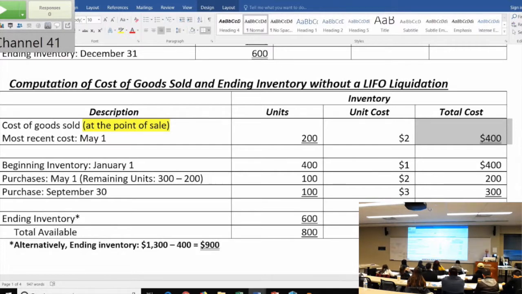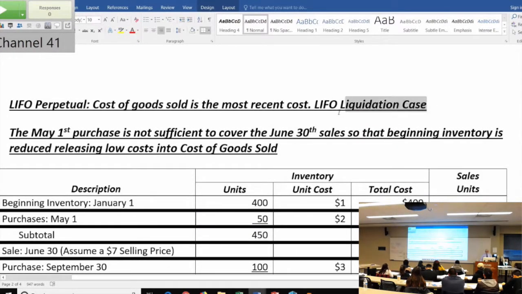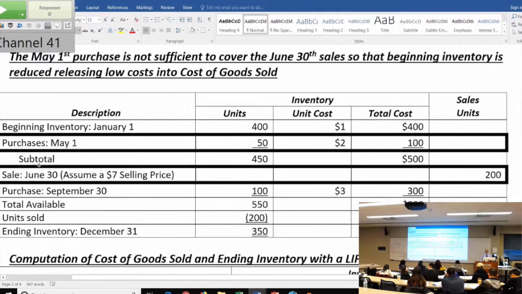Now, let's look at a case where there is a liquidation. This will be the liquidation case. Turn the page. Now, in this case, we're going to assume that the May 1st purchase is not sufficient to cover that sale. So what's going to happen? On June 30th, you sold 200 units, what's going to happen?